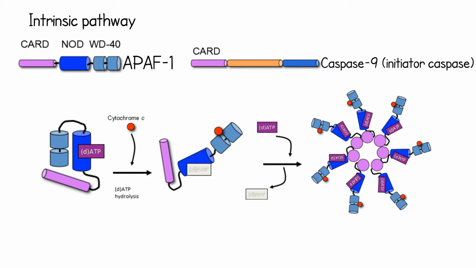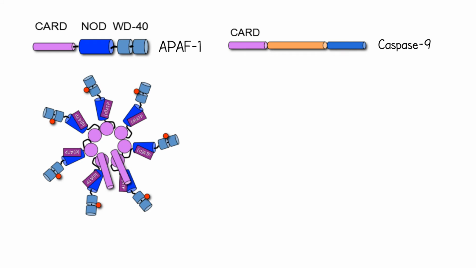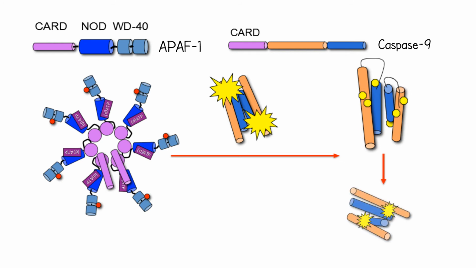The heptameric complex is called the apoptosome. The apoptosome also exposes its CARD domain, which binds the CARD domain of caspase-9. This results in recruitment of multiple molecules of caspase-9 to the apoptosome, inducing them to form active dimers. Activated caspase-9 then cleaves itself and is released to cleave and activate executioner caspases, which rapidly process the molecules that drive apoptosis. It's all over in a few minutes once the apoptosome has formed.